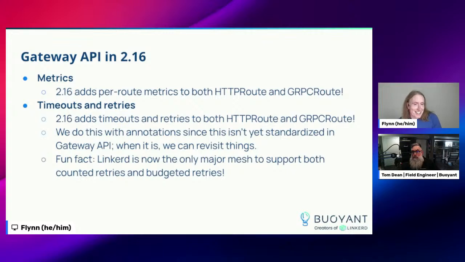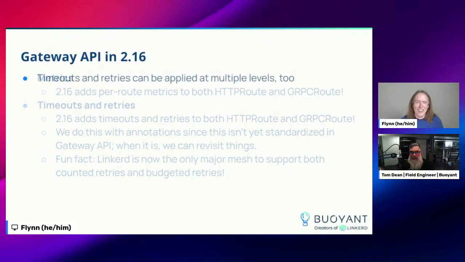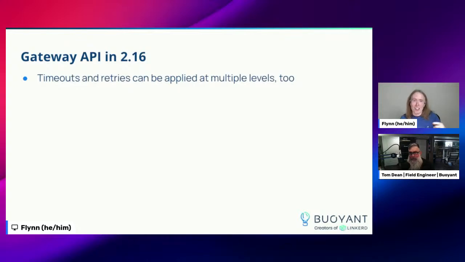One fun fact is that service profiles have budgeted retries, and annotation-based retries for HTTP route and gRPC route do at present counted retries. Budgeted retries meaning that you can keep retrying until you hit 20% of your traffic or whatever. Counted retries meaning you can retry, but only up to 2 or 3 times or whatever you set the limit at. This makes Linkerd the only major mesh to support both of those things at the same time. Yay! I'm actually hoping that we add budgeted retries back into the annotation-based stuff too.